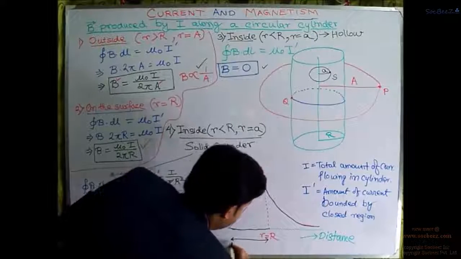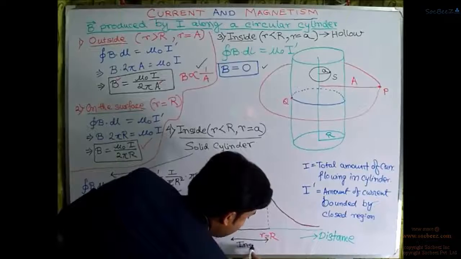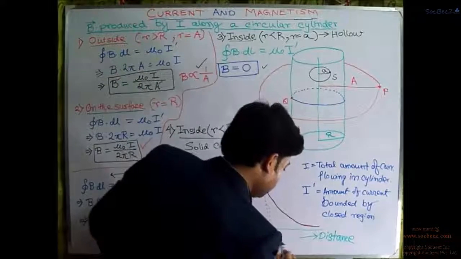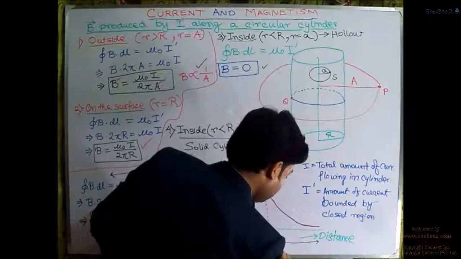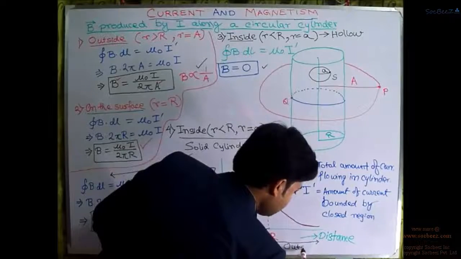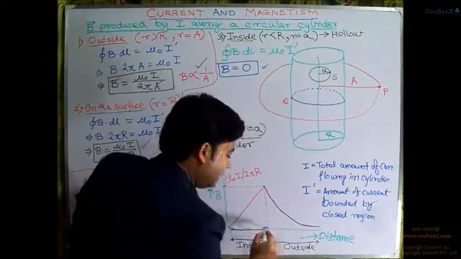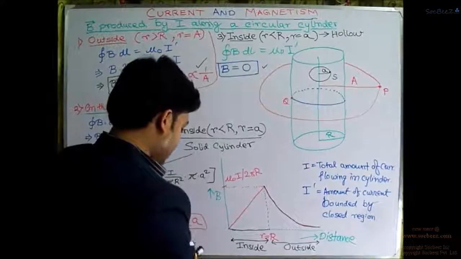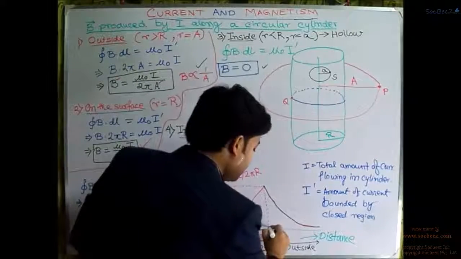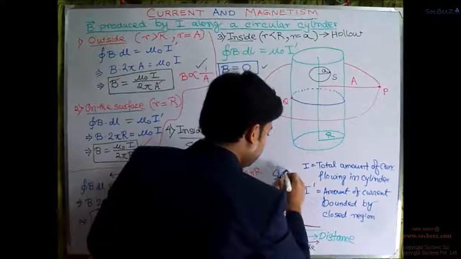So we can say that this region is the region inside, this region is outside, and this particular point over here is on the surface of the cylinder.